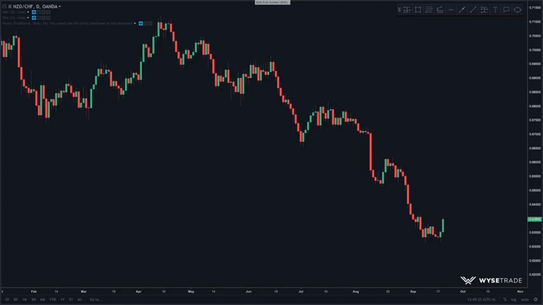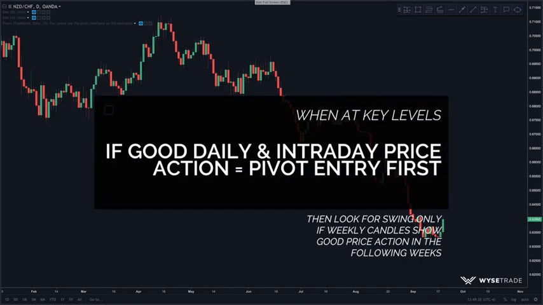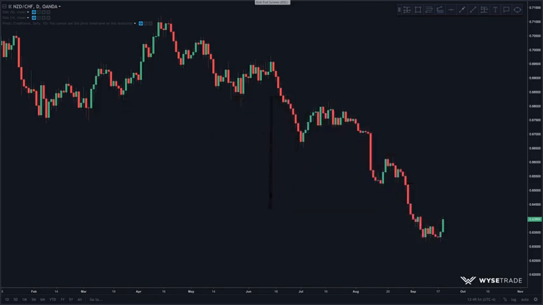So the two most important points from this episode is 1, when price approaches a key level and you get good daily and 4-hour price action, that signals a trend change, followed by a breakout in the opposite direction. Look for the pivot entry first as the quick entry. Then if you get good weekly price action in the following weeks, then we would consider a swing trade.